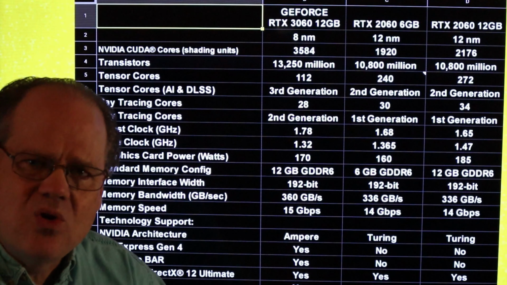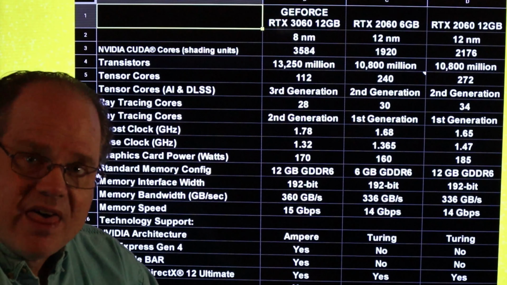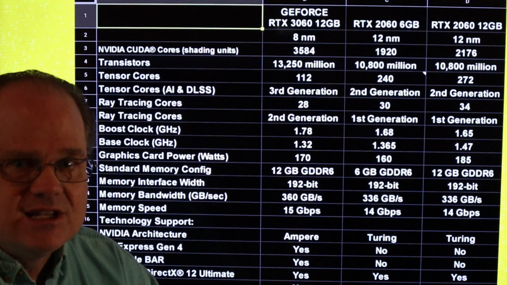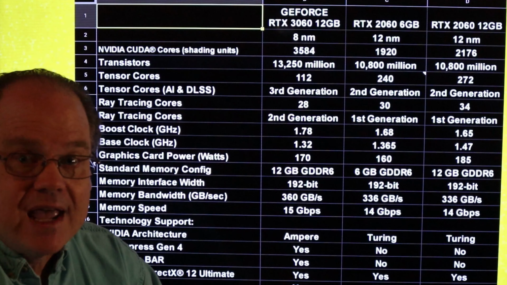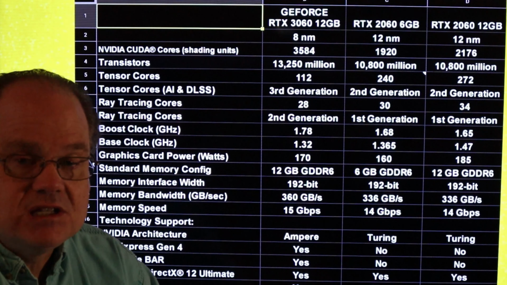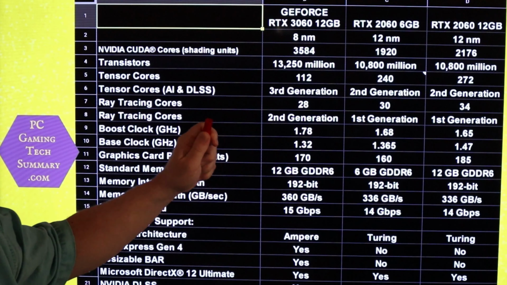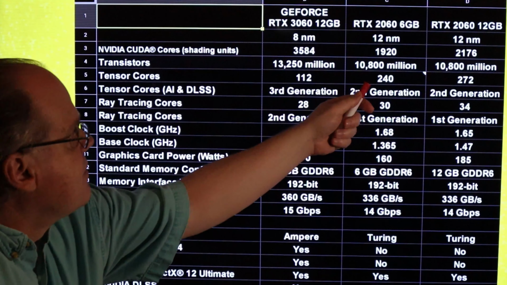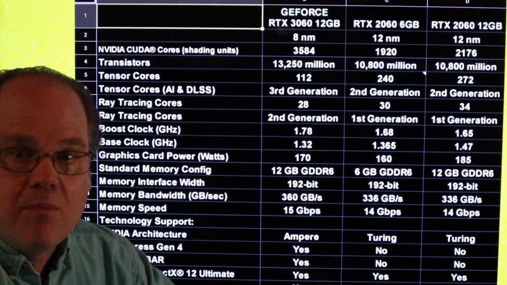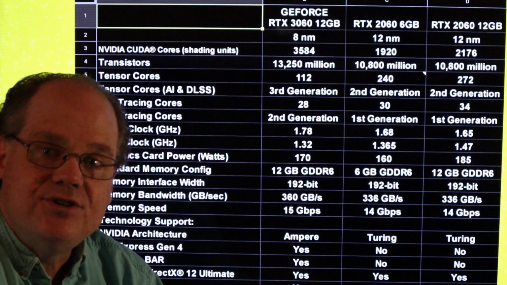Tensor cores, what are tensor cores? Well, these are the cores in the NVIDIA graphics cards that work on artificial intelligence and DLSS, deep learning supersampling. So filtering out those jaggedy, pixely edges and making things look smoother and run smoother and faster. Tensor cores: the 3060's got 112, the 2060 6 gigabyte got 240, and the 2060 12 gigabyte has 272.